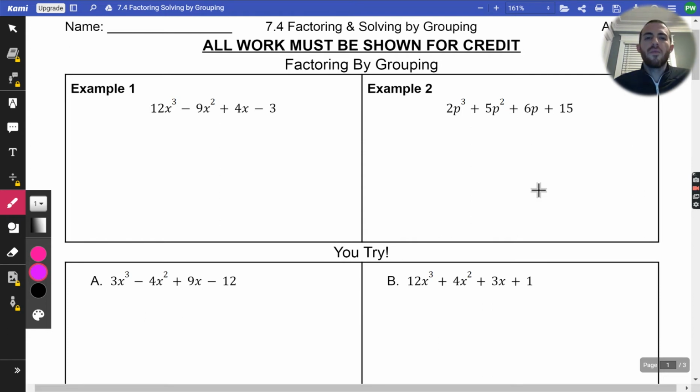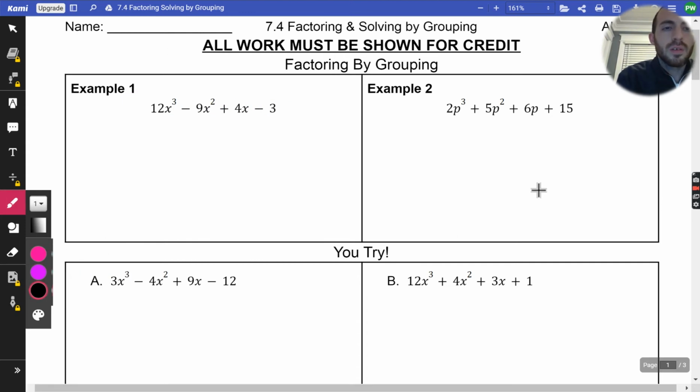Alright, so today we're going to do factoring by grouping. This one we have 4 terms, and we're going to try to simplify it and factor it down to find the roots to be able to solve these polynomials. So we have 1, 2, 3, the 4 terms right there.